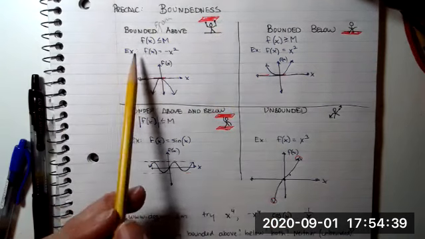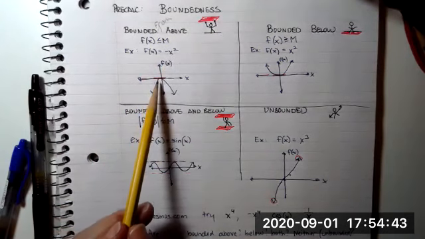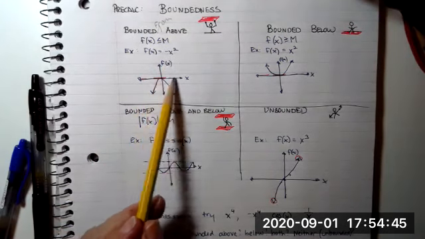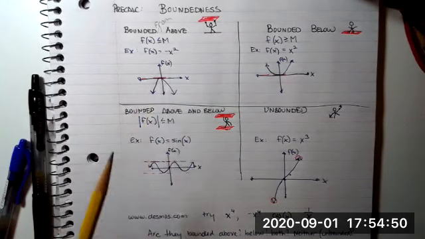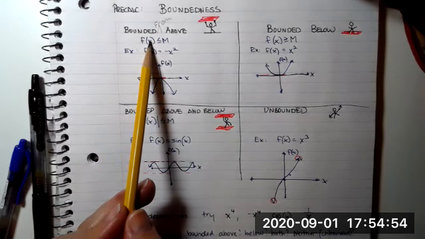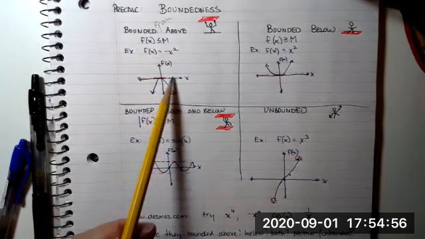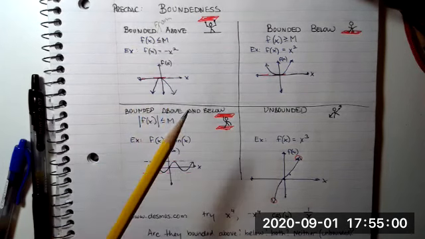So for example, f of x is equal to negative x squared, that graph has a maximum, it has an upper bound. Your graph is never going to go above 0. Algebraically, we would say that for this function, f of x is less than or equal to m, and in this case, that m is 0. So that's bounded from above, or bounded above.